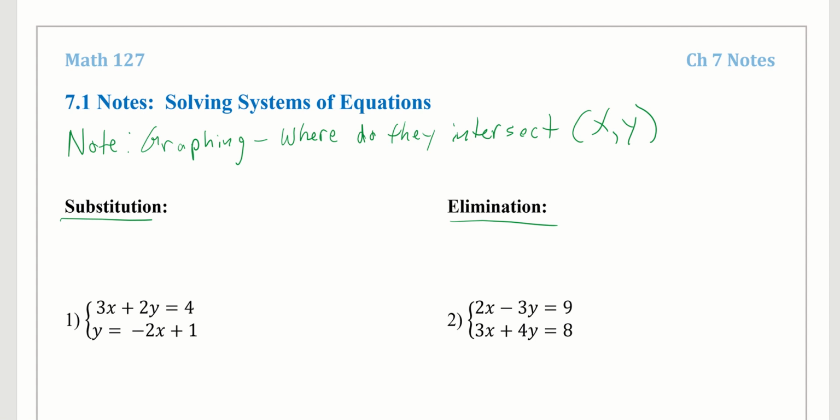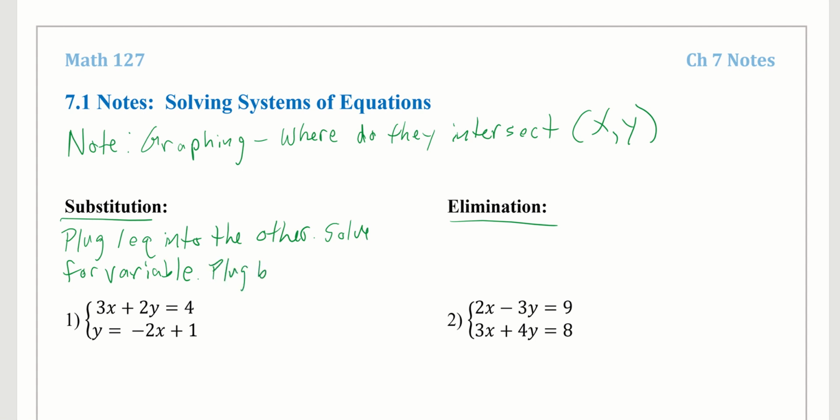So substitution, this is where you plug one equation into the other. Solve for the variable, and it doesn't have to be x or y. It depends on the problem. Solve for that one variable and then plug back in to get the other variable. Okay, elimination.